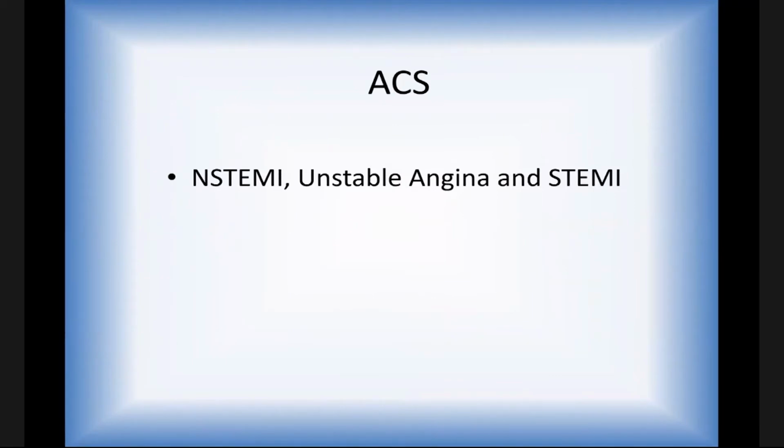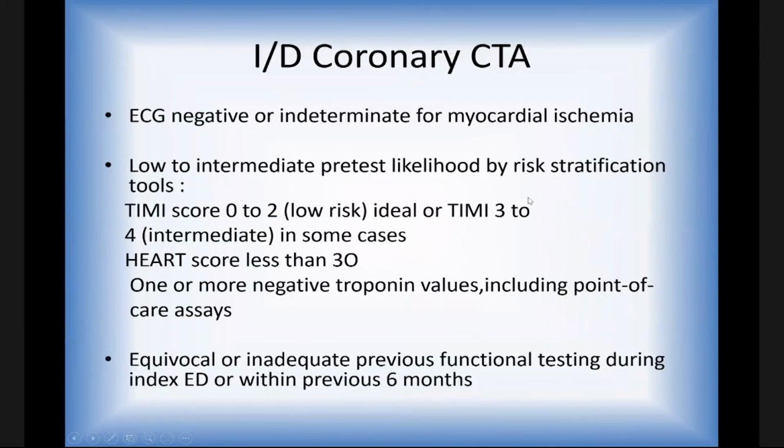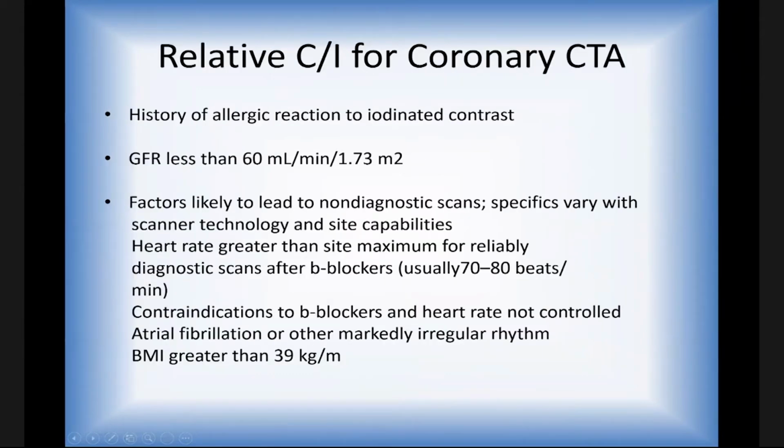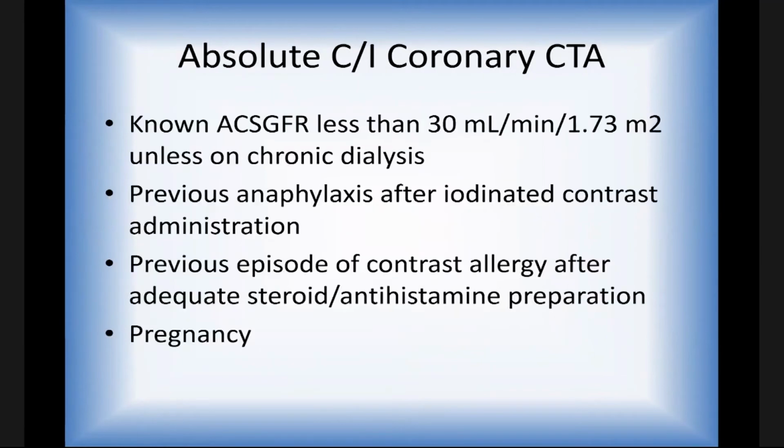The last topic is about acute coronary syndrome. Now we're talking about non-STEMI, unstable angina, and STEMI. So the indication for a coronary CTA: if the ECG is negative or indeterminate, the patient has a low to intermediate pretest likelihood. Besides all of those scores that I told you about, the cardiologists like to use the TIMI score and the HEART score as well. And there is equivocal testing in the previous 6 months. But we're going to pass this relative and absolute contraindication for coronary.